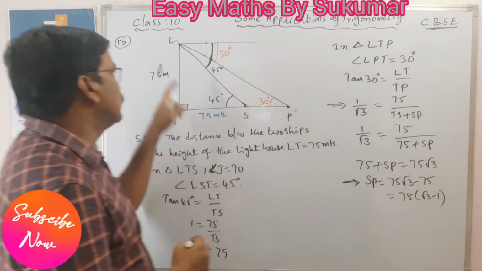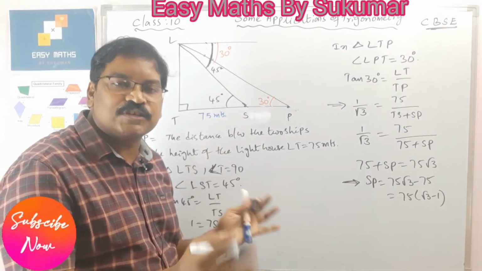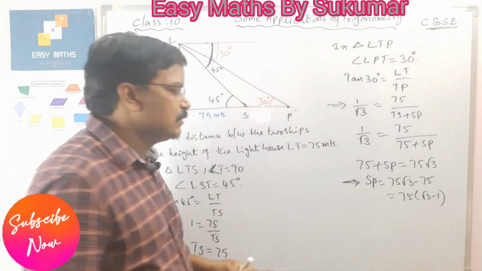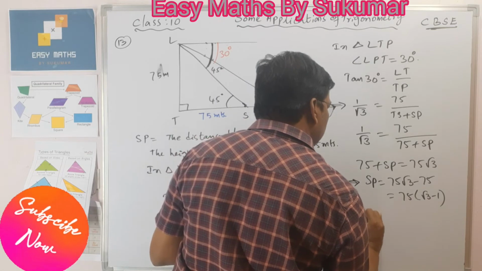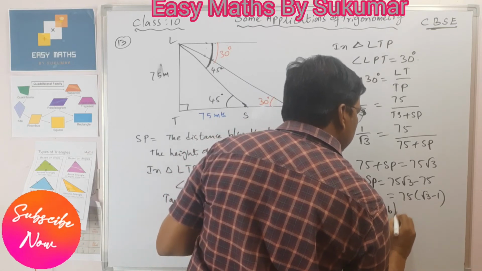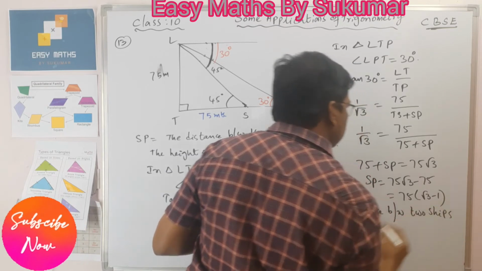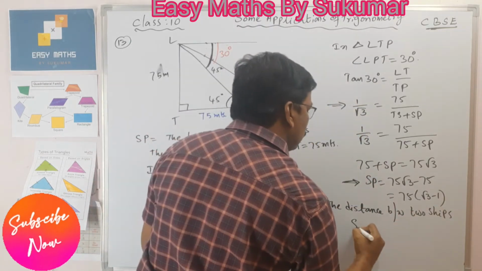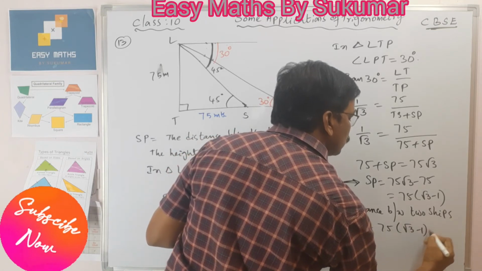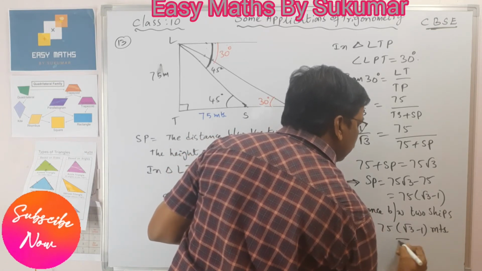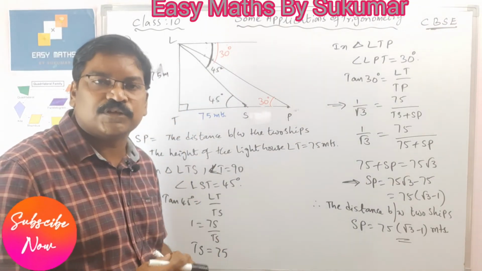So my dear students, this SP means the distance between the two ships. Therefore the distance between the two ships, that means SP is equal to 75 times root 3 minus 1 meters. This is the distance between the two ships.